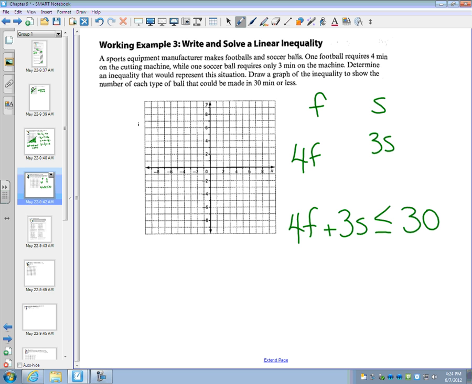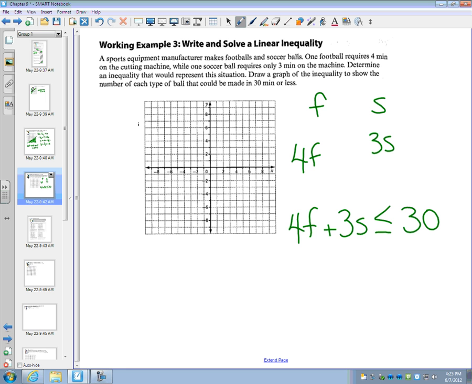Okay, so there's not one answer. There's lots of different numbers of balls you could make in less than 30 minutes. You could make all footballs. You could make all soccer balls. You could do a number of them. So from last year, we would say this is discrete, right? Because you can't make half a ball. Or maybe you wouldn't say it's discrete. Maybe you'd say, yeah, I want to know that I'm half done a football after 30 minutes. Okay, we haven't talked a lot about discrete in this section, so we're going to assume it's continuous for now.